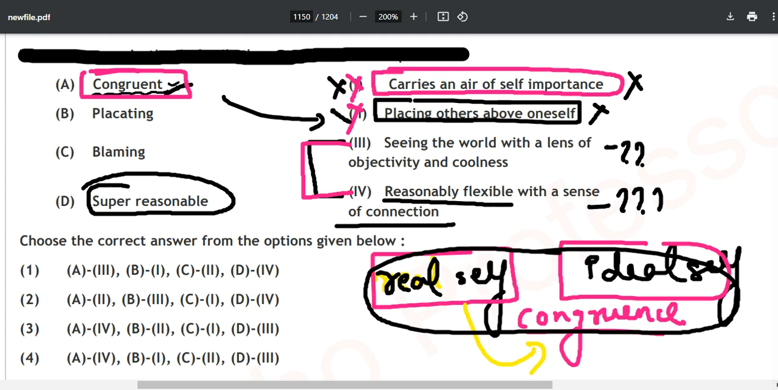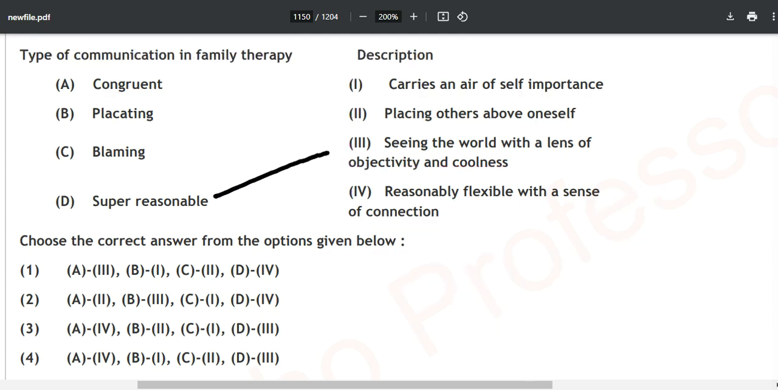No, placing others above oneself. Okay, it can be super reasonable. Super reasonable can be seeing the world with a lens of objectivity and coolness. Yes, this is most suitable. And reasonably flexible with a sense of connection. No, might not be, but D is most suitable, looking with option number 3 over here.